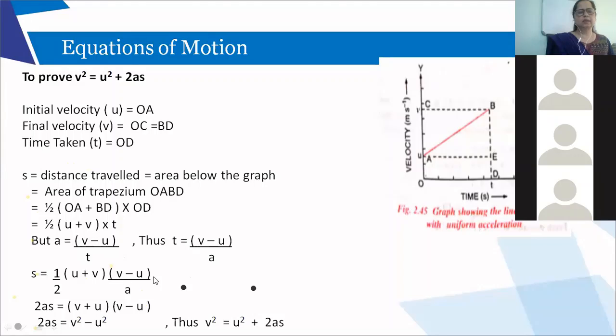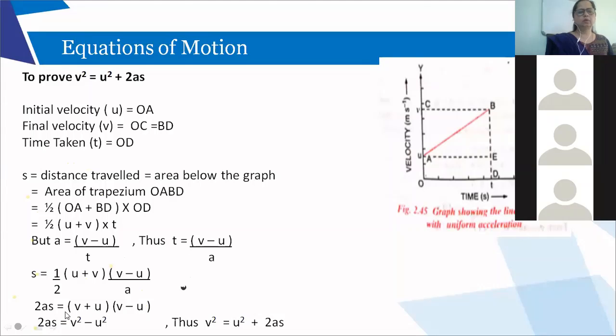So S equal to half U plus V into V minus U upon A. Now this 2 and A are in the denominator. 2 multiplied by A becomes 2A. Take it on the left hand side. So I took it on the left hand side. It has become 2AS. Now what remains? U plus V into V minus U. But instead of U plus V, I change it to V plus U. It's one and the same, right? As Toshit said, we want that algebraic equation. So that is why I have changed it to V plus U. So U plus V has become V plus U, and this has become V minus U.